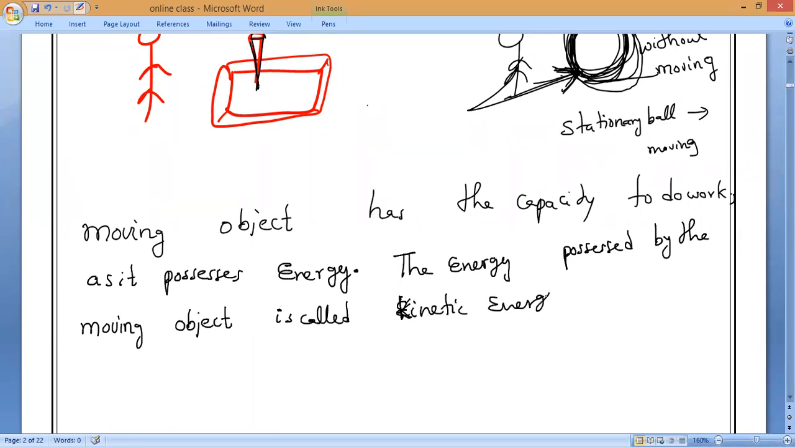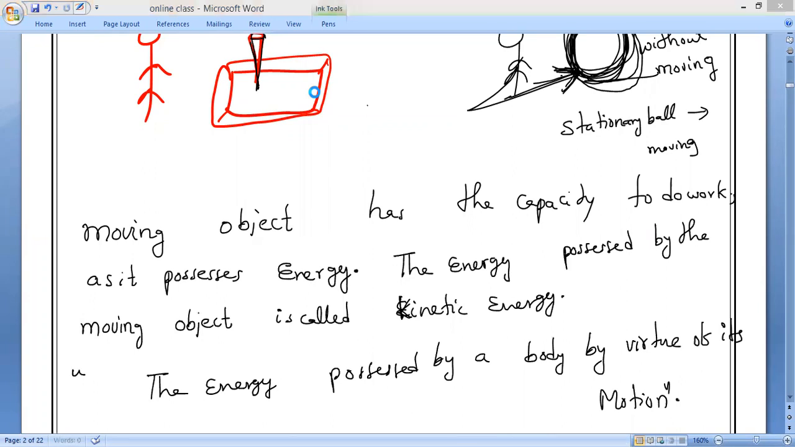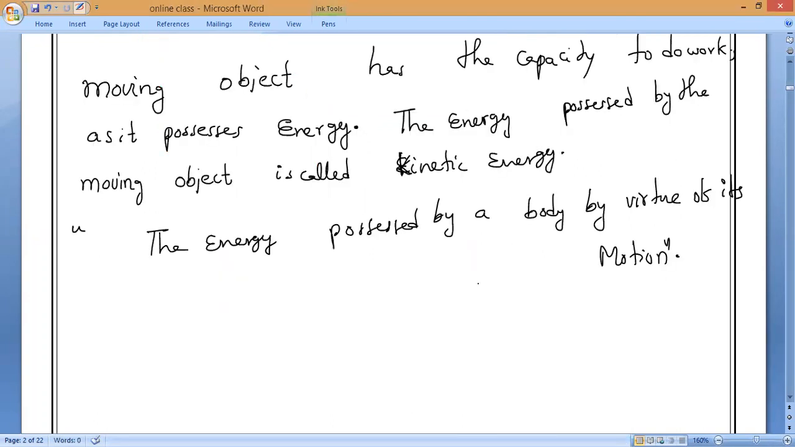Kinetic energy. Okay. Now, if you want, you can write the definition. The energy possessed by a body by virtue of its motion is called kinetic energy. So due to the motion, whatever energy is released by the body, what energy do we call it, guys? Yes, sir. Whatever energy is due to the motion, movement, we call kinetic energy.